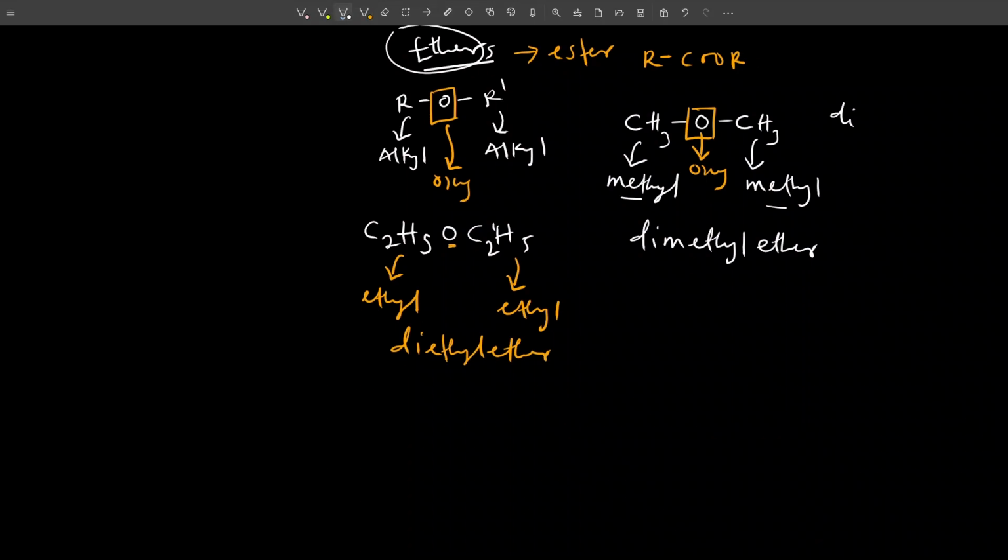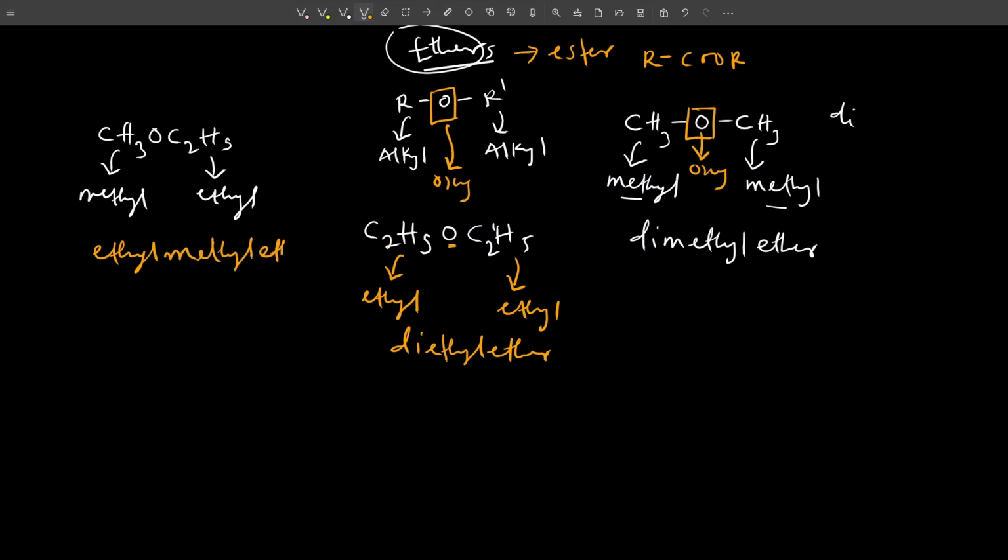Let's take for example, I have CH3 O C2H5. Again, this is an ether. This is methyl, and this is ethyl, and they're connected at the center. So we should call this methyl ethyl, but if you arrange it alphabetically, we say ethyl methyl ether, since E comes first. I think you get the idea. So this is how you name ethers.